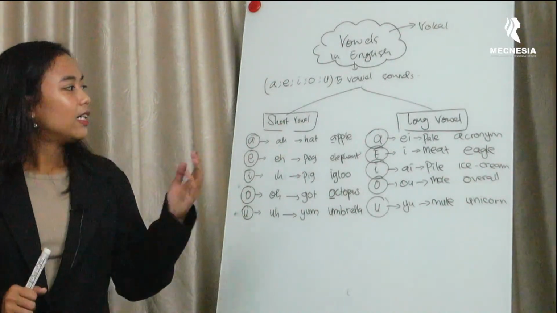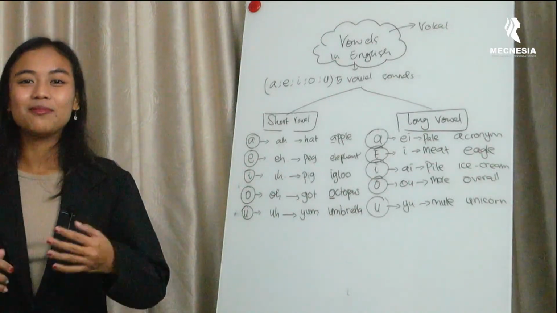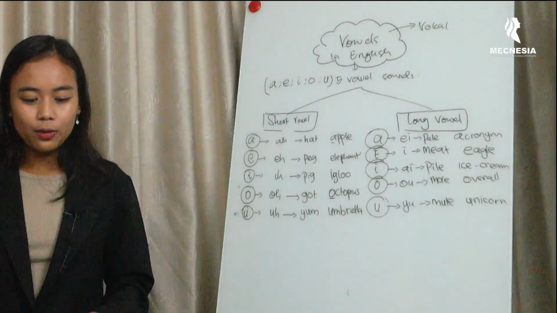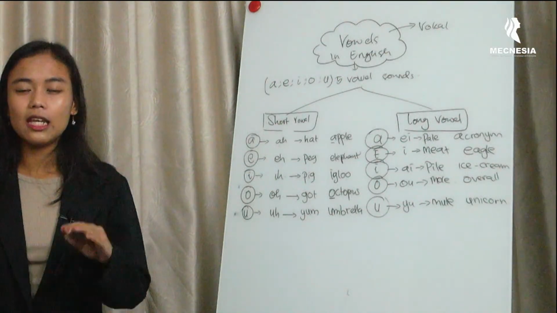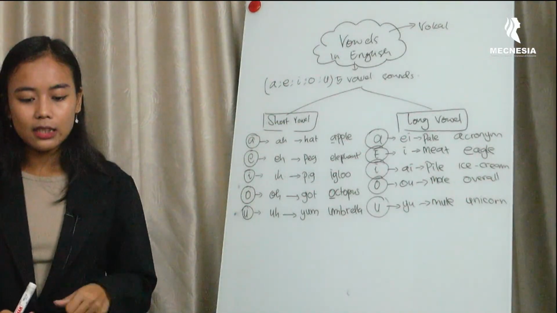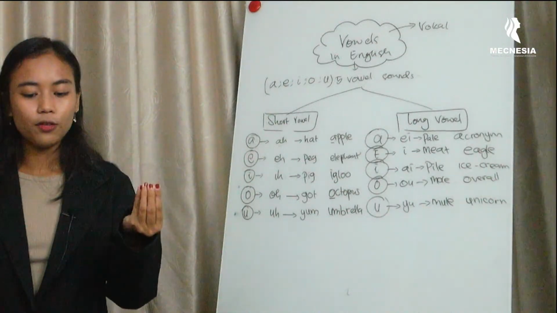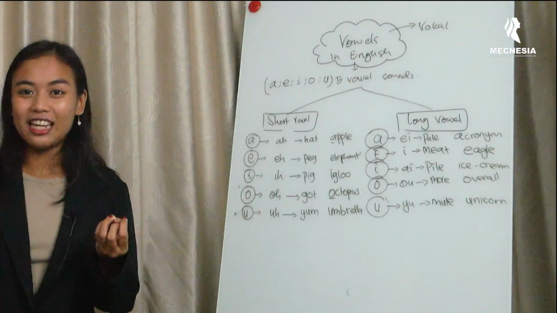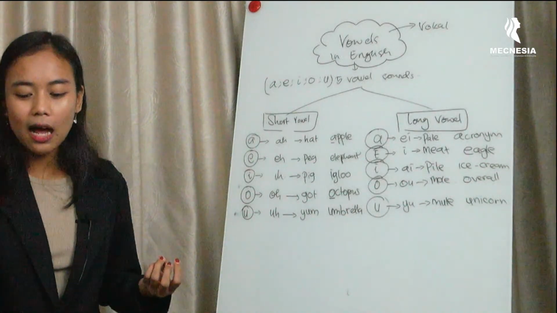So, it sounds as E. Let's try it. E. Okay, so there are 6 ways to use this sound. Jadi ada 3 ketentuan untuk make bunyi ini. The first is if the E is followed by a vowel. Kalau huruf E-nya ini diikuti dengan huruf vokal lain. It's usually A and another E. Biasanya huruf A atau E lain.